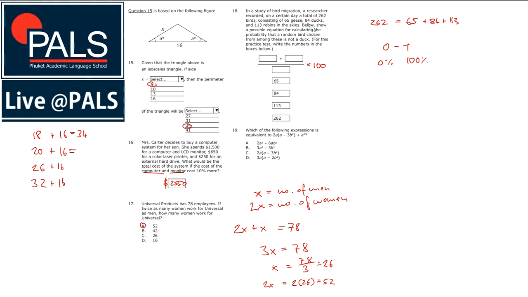Well, we don't want a duck, so we are not using the 84. That means here goes the 113, and we add 65 to that. So this is the part of birds, and the total of birds is 262. So if we would multiply this by 100, that would give us the percentage of birds that are not ducks of the total number of birds. But again, if we don't multiply this by 100, this will give us a number between 0 and 1, which is the probability.